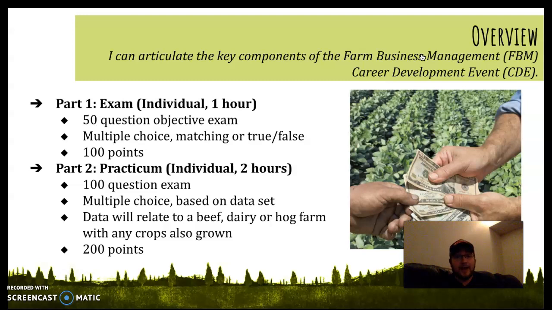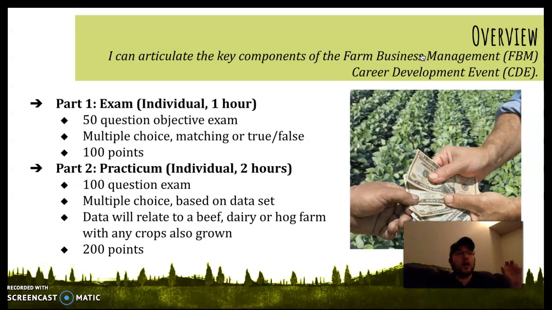After that time has expired, you will then move on to the practicum. The practicum is where you actually apply those concepts that you demonstrate on the exam to a real-life scenario. So what will happen is there'll be a 100-question exam, but it's going to be based off of a data set that's provided. The data will relate to a beef, dairy, or hog farm, along with any crops that are also grown on that farm. You'll basically get about 30 to 40 pages of financial information from that farm, and the practicum will be broken down into sections.